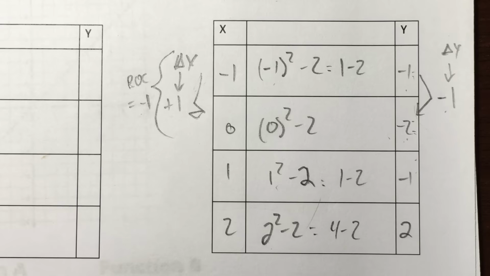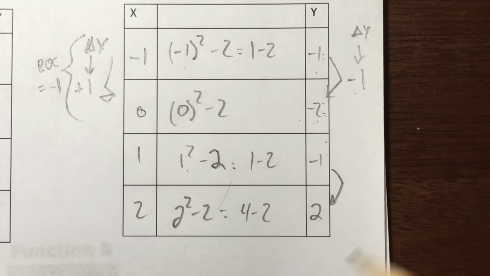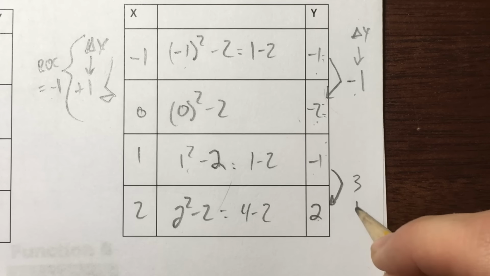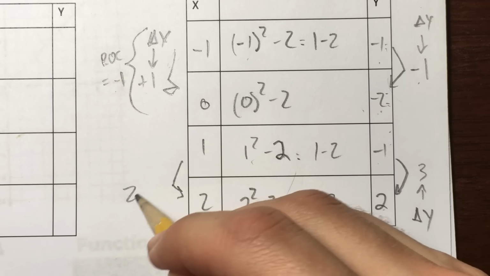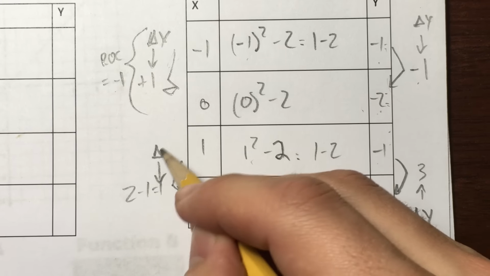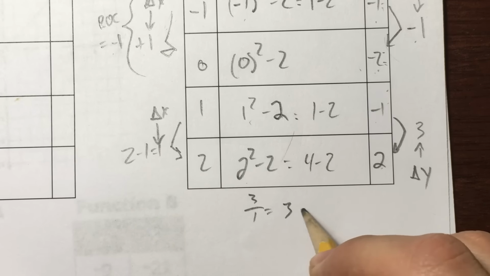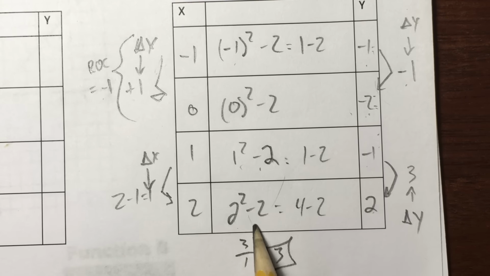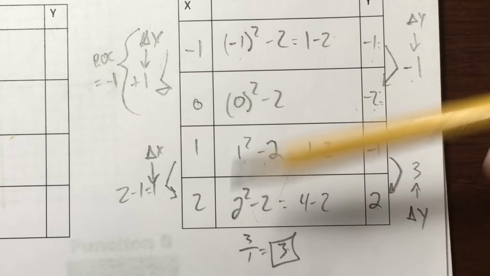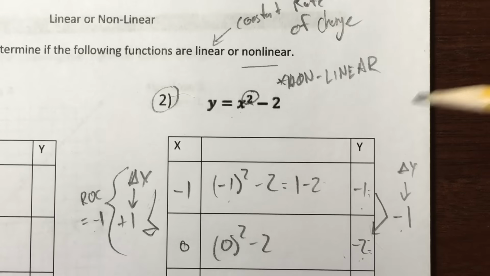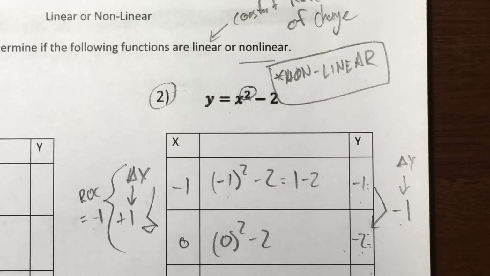Now, if we look at these last 2 points on our table, 2 minus -1 gives us 3. This is our change in y. But then when we calculate our change in x, 2 minus 1 is 1. So the rate of change between these 2 points would be 3 over 1, or 3. So between these 2 rows, we have a rate of change of 3. Between the first 2, we have a rate of change of -1. So therefore, we can confirm our hypothesis that this, in fact, is nonlinear.